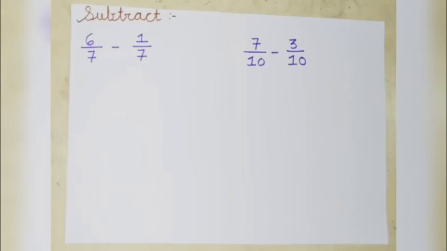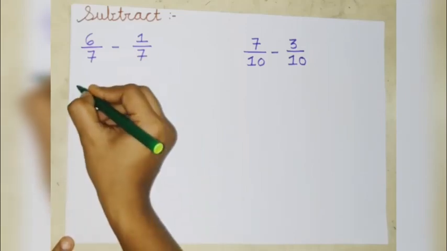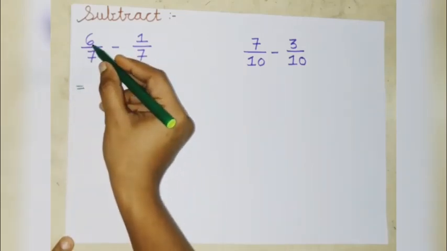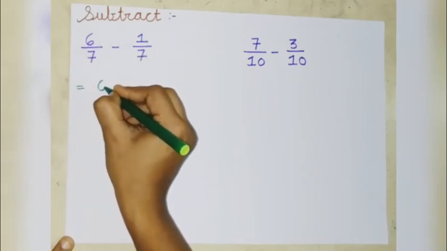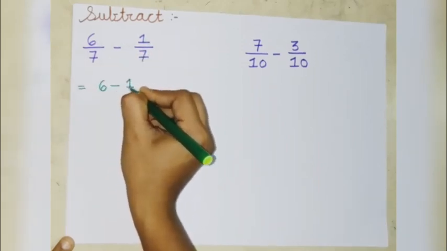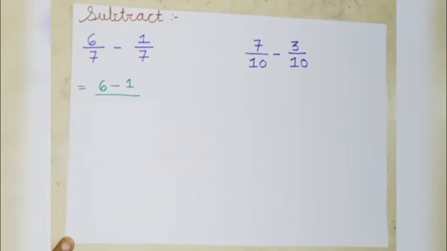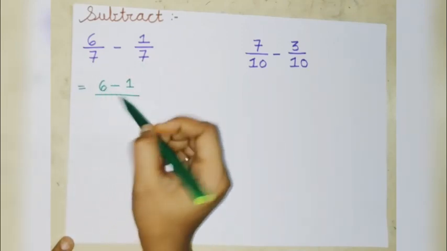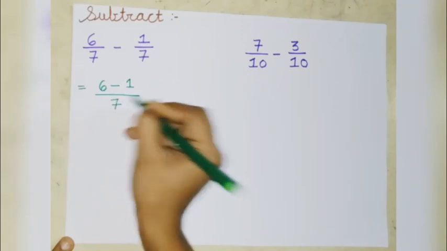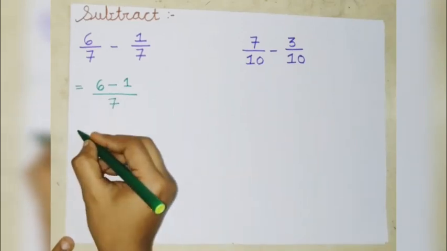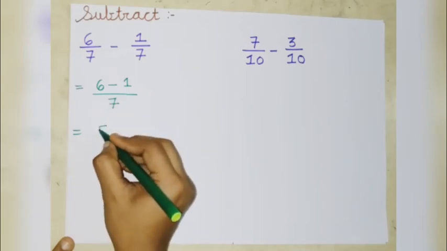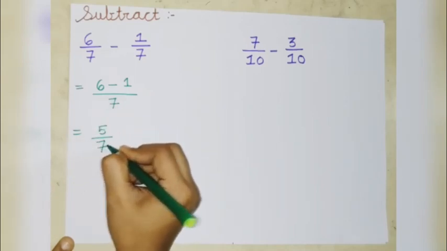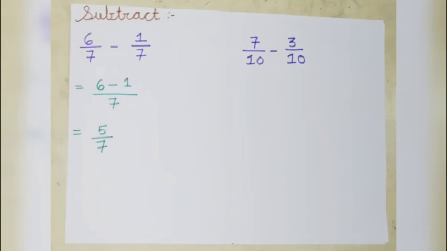Our next question is subtraction. 6 upon 7 minus 1 upon 7. Children, to subtract, what will we do? Our numerators are 6 and 1. So 6 minus 1, that we will write in the numerator, and the denominator is common, that is 7. So that we will write in the denominator. 6 minus 1 will be 5. So the answer is 5 upon 7.